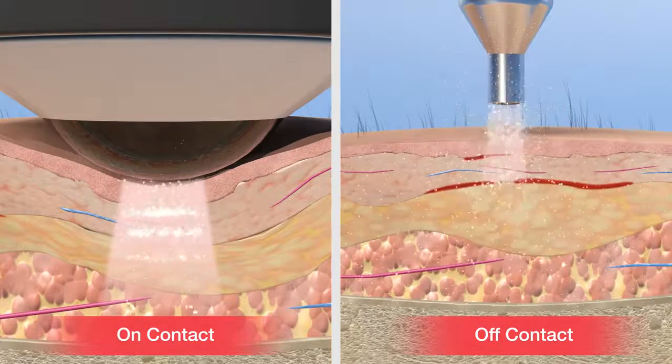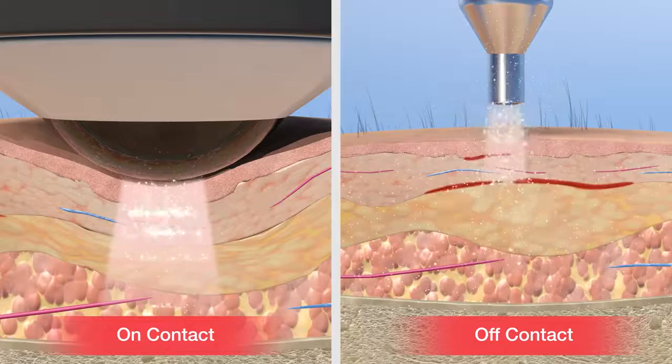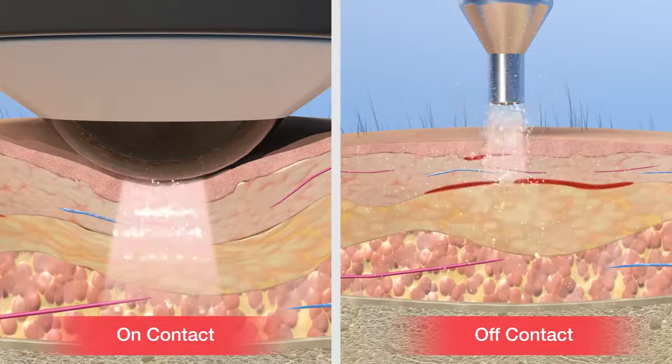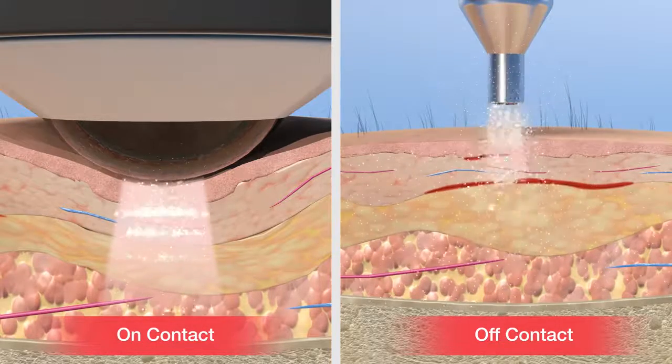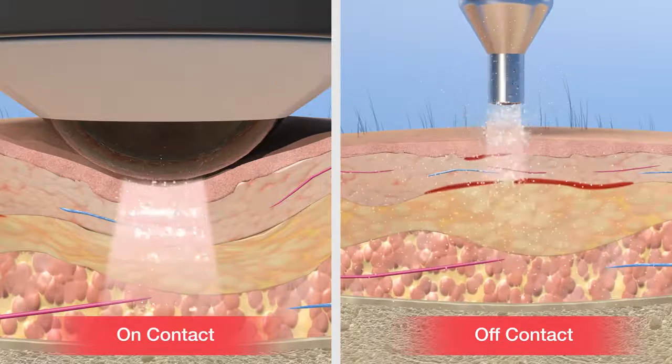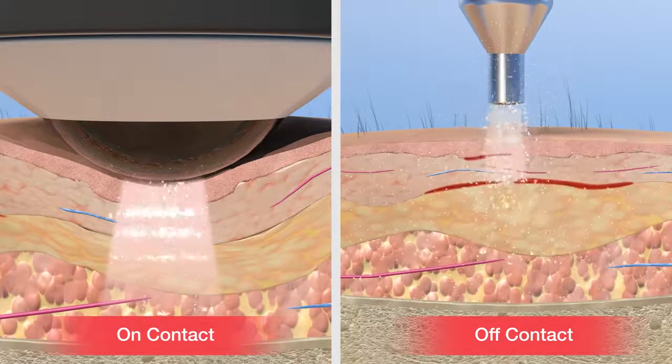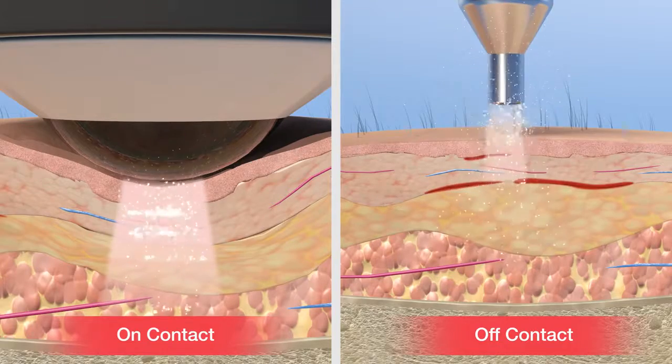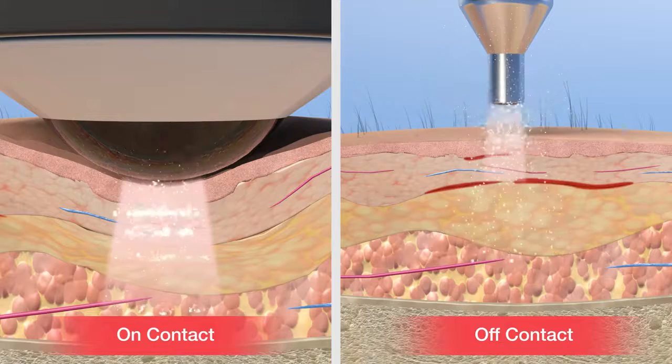Therefore, when treating off-contact, more energy is necessary to deliver the same number of photons at depth that could be delivered in an on-contact mode. When treating on contact, reflection from the skin, as well as absorption and scatter from intervening tissues are reduced, resulting in more efficient delivery of energy.